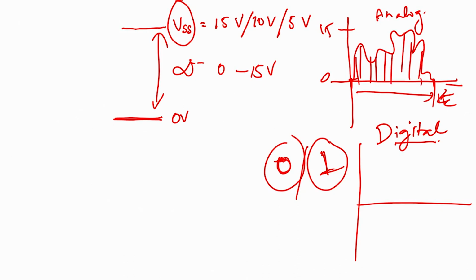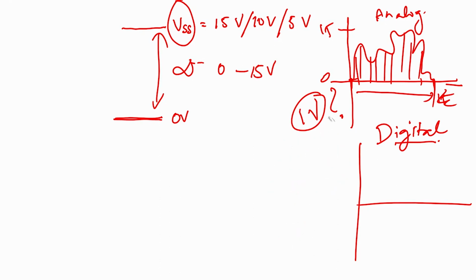But then what does 1 mean? Does 1 mean that it is 1 volt? No, it does not mean that. And 0 also may not necessarily mean 0 volt. It depends on the thresholds you set. This is something that you should understand fundamentally before you even look at what digital to analog conversion and analog to digital conversion is.